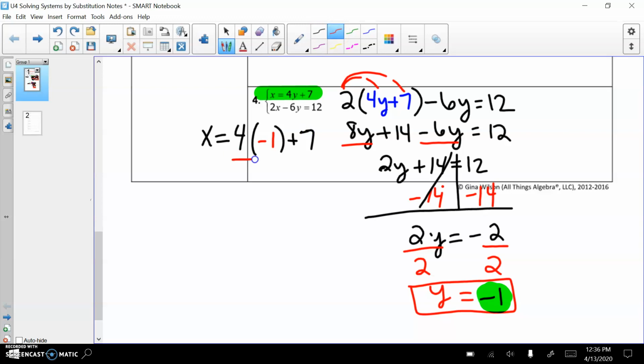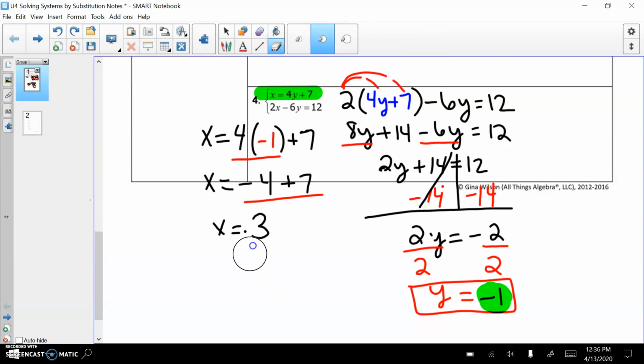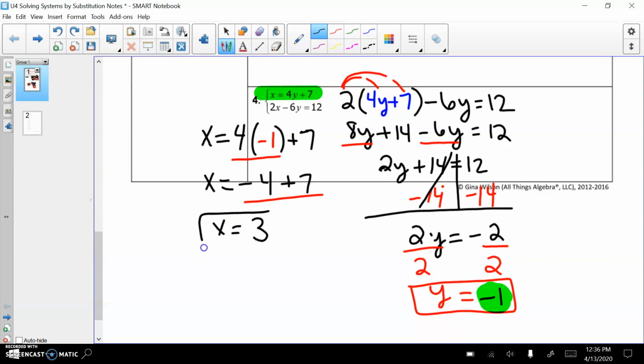Your first step is going to be to multiply the 4 and the negative 1. That's going to leave you with x equals negative 4 plus 7. And then our last step here is negative 4 plus 7. So x equals, when I do negative 4 plus 7, you should get 3. Okay, why are you being a pain? x equals 3. Okay, so those are our two answers.